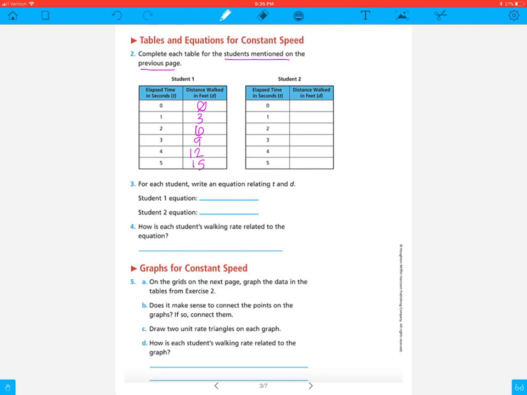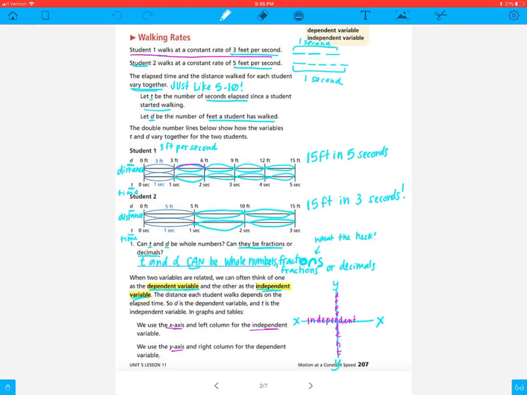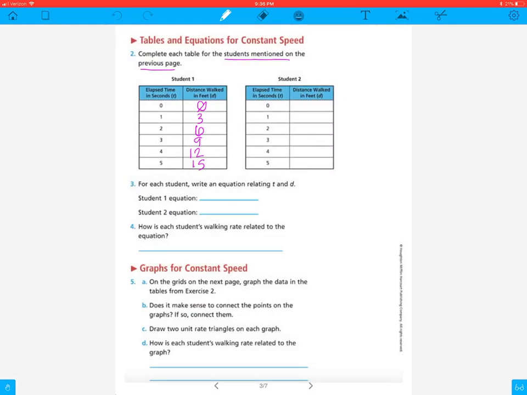So you fill this in, and then let's check our answers. Hopefully yours says 3, 6, 9, 12, 15, 18. And for student 2, we're going to do the same thing, but we're not going to be using the 3. We're actually going to be using the 5, right? Because student 2 walks at a constant rate of 5 feet per second. So starting with 0, and then after 1 second, they go 5 feet, 2 seconds, they go 10 feet. Fill yours out, and let's check our answer. This should go 5, 10, 15, 20, 25.